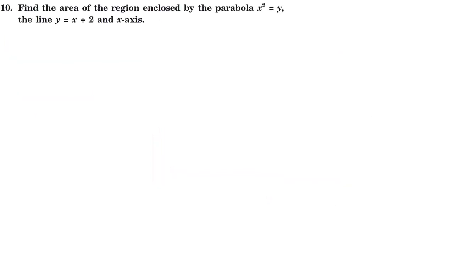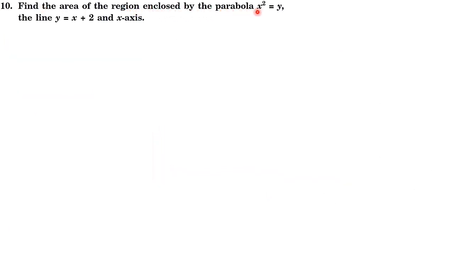To the 10th question, find the area of the region enclosed by the parabola x square equal to y, the line y is equal to x plus 2 and the x-axis. Here for the parabola x square equal to y, we know the type of parabola it is, because it opens on the positive side of the y-axis, means an upward opening parabola, and the line y is equal to x plus 2. We may have to make the table of values for plotting points and getting the line. Then the x-axis, so the area enclosed between these three things, that we have to find out. That is the question. So that part we will do as homework.